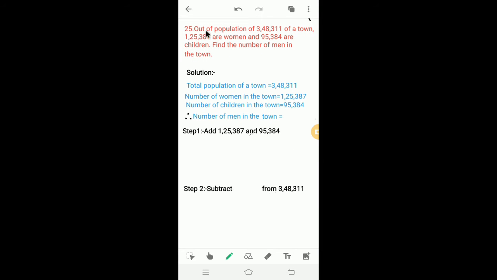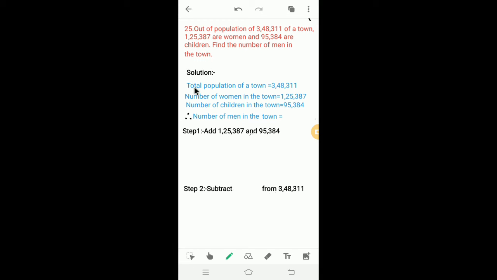Let's solve next one. Out of population of 3,48,311 of a town, 1,25,387 are women and 95,384 are children. Find the number of men in the town. Here we have to find the number of men in the town.